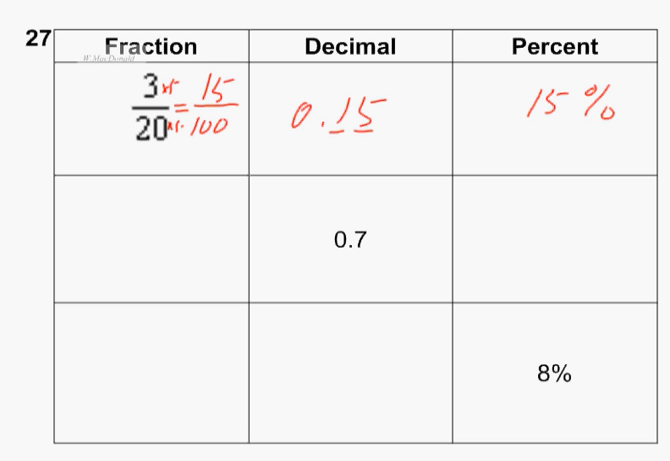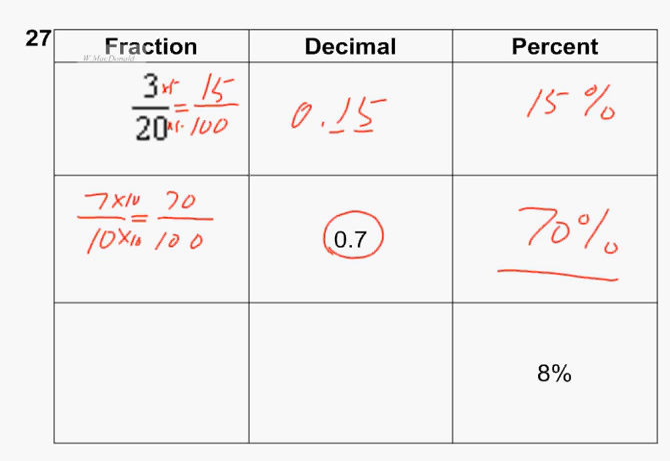The next one's pretty easy. All you have to do is know your place value. And 0.7 is 7 tenths, which is your answer as a fraction. But in order to get a percentage, you have to be able to create an equivalent fraction with a 100 denominator. In this case, 10 times 10 is 100, and 7 times 10 is 70, which makes this 70%, not 7%.